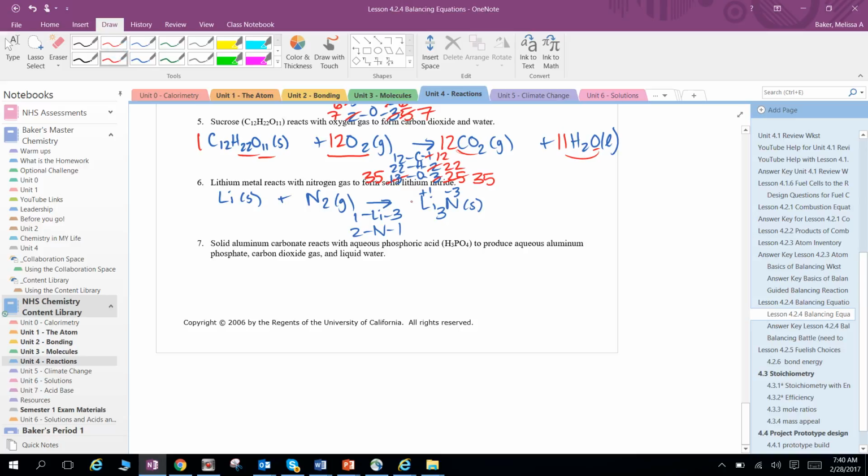Let's make odd numbers even, so if I throw a 2 in front of my Li3N, that makes it 6, and that helps out my nitrogens as well. But now I'm going to need a 6 in front of my lithium on the left. So 6, 6, 2, and 2.